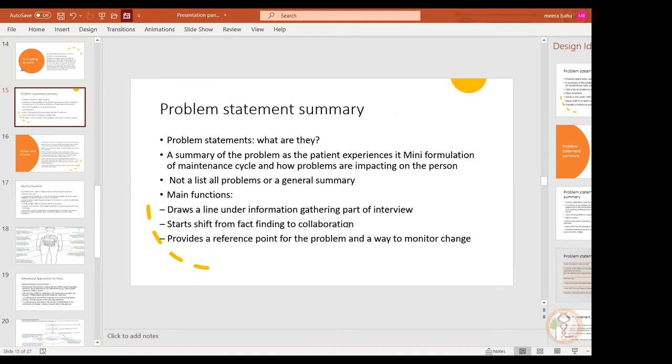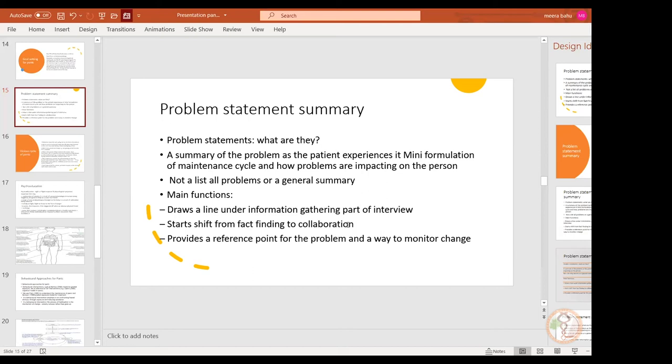It's very important that when you are gathering information using those five areas, you bring that mini formulation and draw a line under the information gathering part of the interview. That's what you are doing. These are the main functions of the problem statement summary. You then shift from fact finding to collaboration. So you both are collaborating. The client is saying, yes, that's the problem. You are saying that's the problem. And you are formulating that together. And then it provides a reference point for the problem and a way to monitor change.